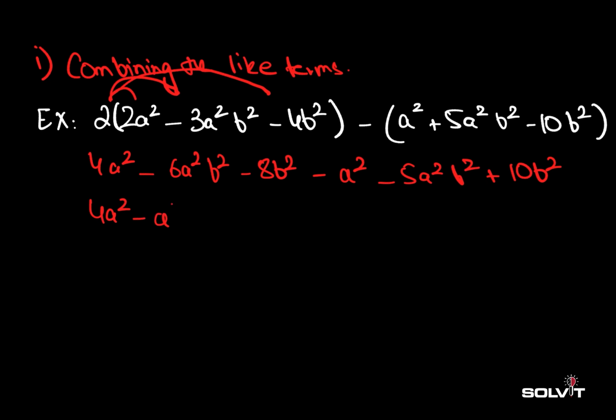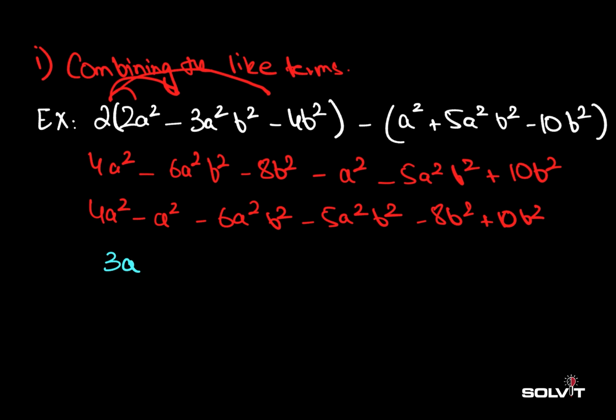By like terms, I mean to say terms with the same variable. So that is how it will start looking, and then we are going to just interact them. So our final answer is going to look something like that: 3a square minus 11a square b square and plus 2b square. So guys, there are a few takeaways that we need to take from this example.